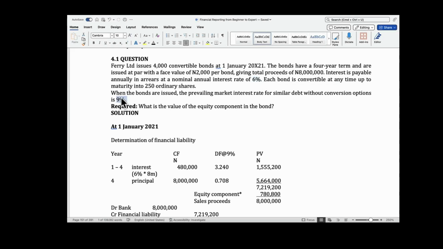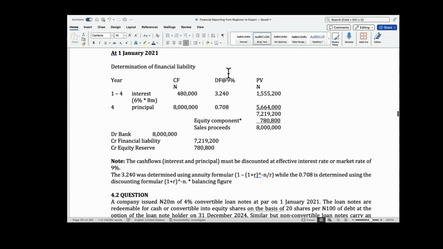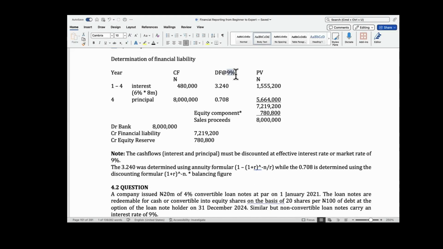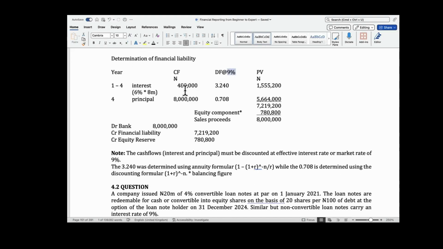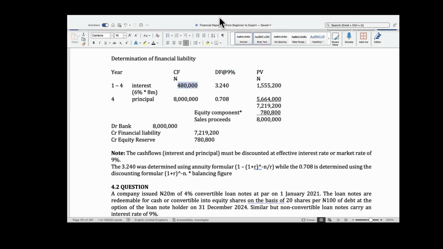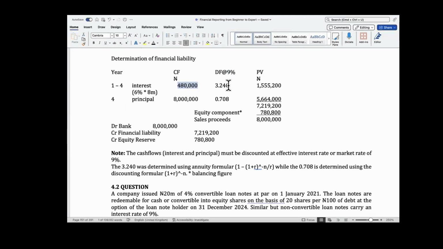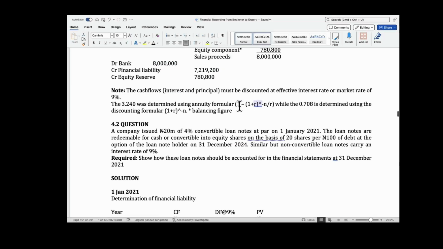But when you're doing discounting, we use market rates. That's why we're using a discounting factor at 9%. And because this is an annual equal payment, for us to get the present value, we will use an annuity formula, which is 1 minus (1 plus r) raised to the power minus n, over r.